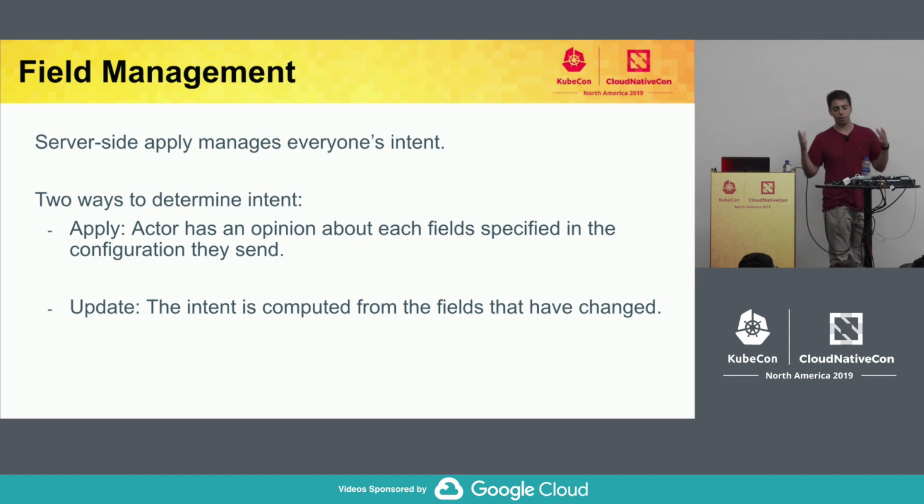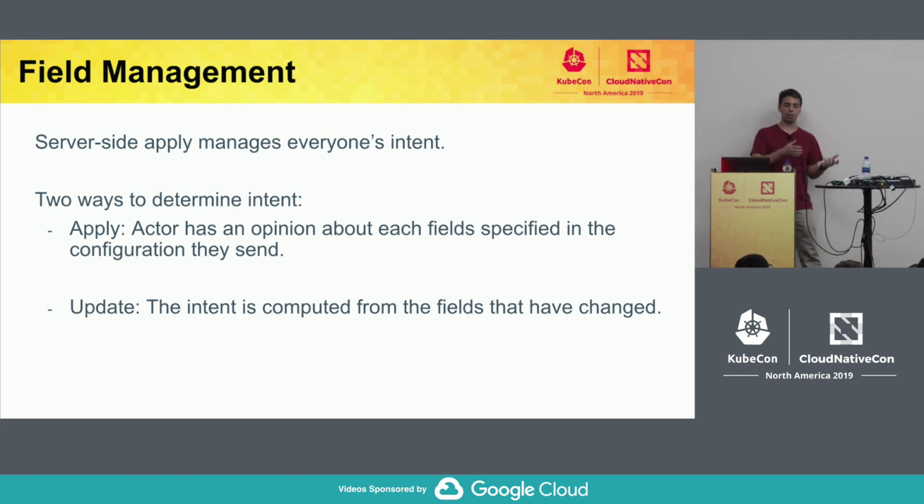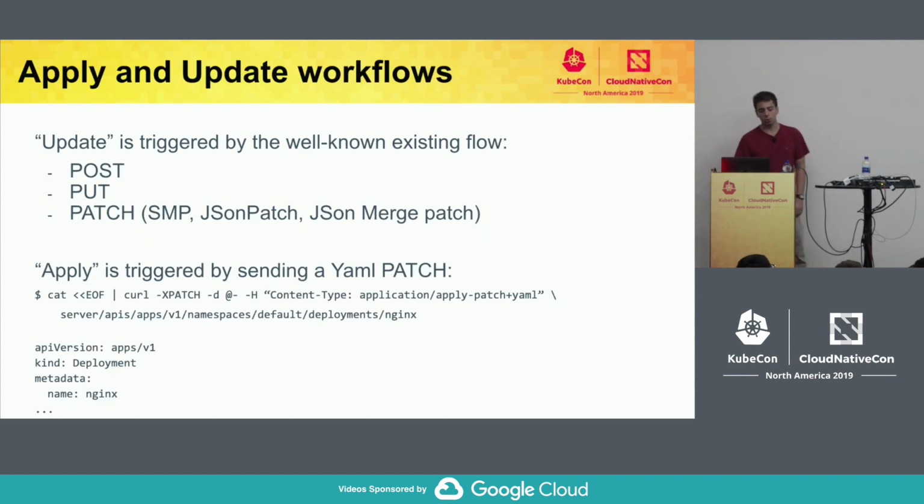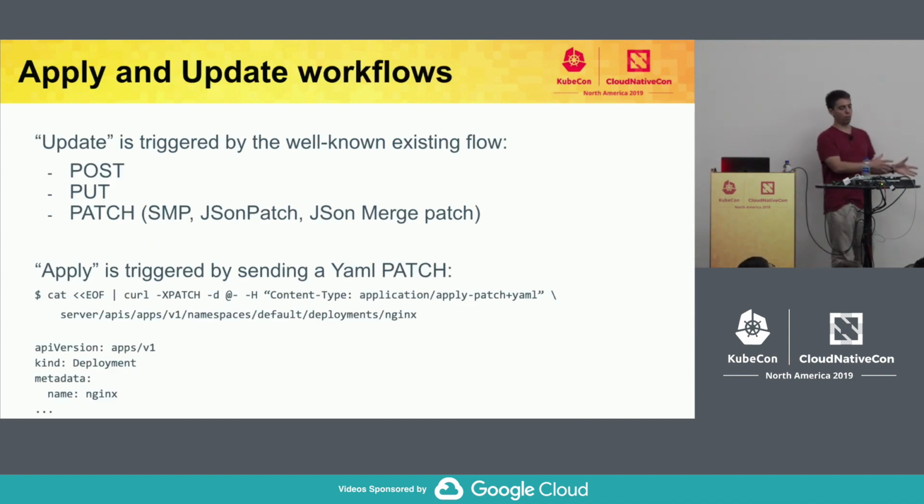So clients send their entire intent using the server-side apply, but existing controllers can't use server-side apply because they've been built before server-side apply existed. So what they do is that they keep using the update or the patch, and we're trying to guess their intent based on what they changed. So if a controller changes a field, we're going to assume it has an opinion about this value, and we're going to track it. So we have two different workflows now. We have the server-side apply workflow where you specify exactly what you want, and we have the update workflow where you change the resource and we guess what it is.